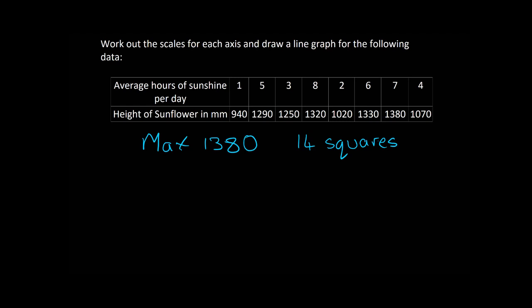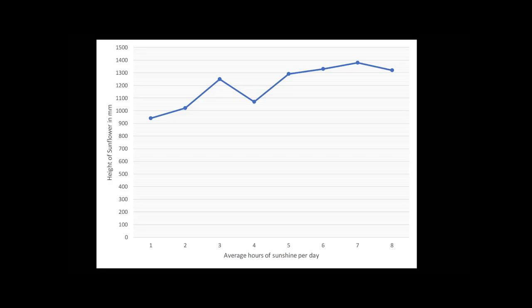The other way you can approach this, if you don't have a calculator to hand, is to round the maximum that you've got. This one would nicely round to 1,400, and then it's a fairly easy jump to see that each large square would need to be worth 100 to get it to fit on here. Here's the graph going up in hundreds.